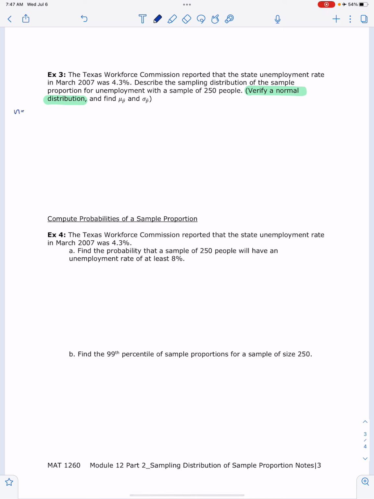So we know our n is 250. Our population proportion is that 4.3%, 0.043. First thing we're going to do is verify a normal distribution. I need to check to make sure that n times p times 1 minus p is greater than or equal to 10. So I'm going to plug in my values.